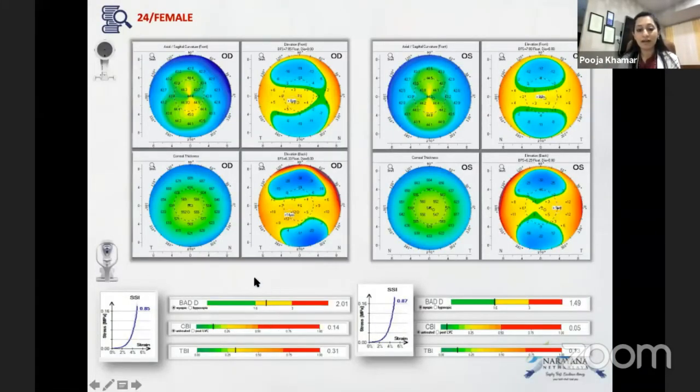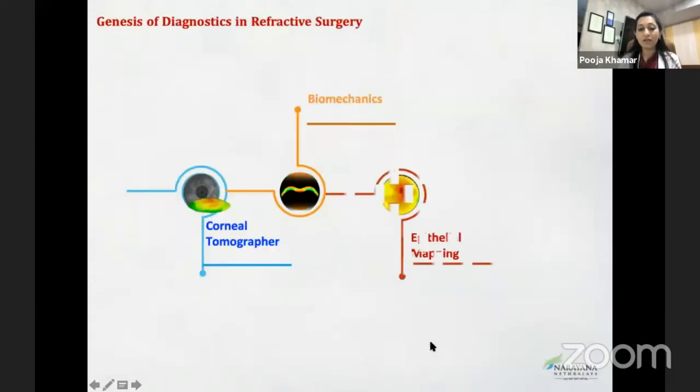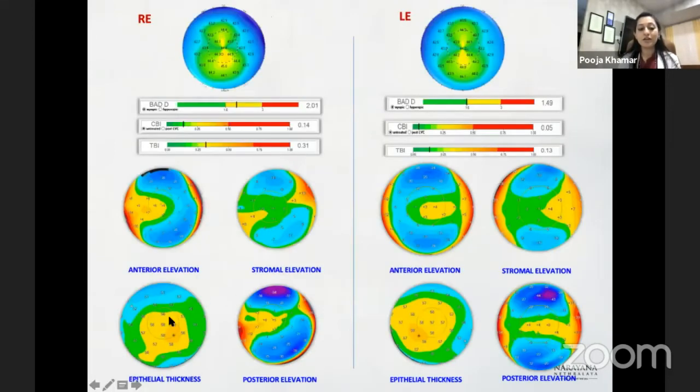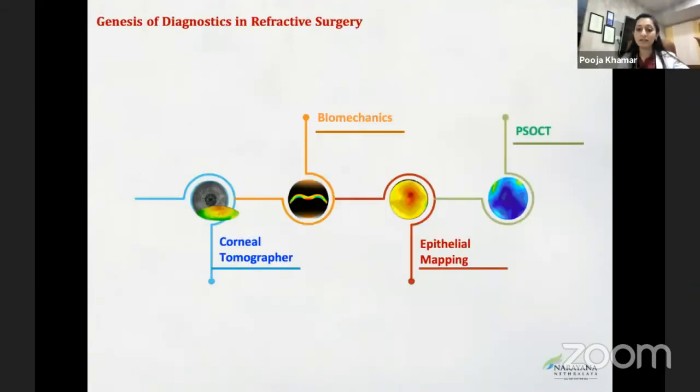Normal topography, BAD-D is suspicious, CBI is normal. Here BAD-D is normal and CBI is normal. So we did an epithelial mapping, just for our interest. This has nothing to do with Pentacam, but just for our interest, to see what is happening here. We saw a little bit of hypoplasia present here, but no stromal or anterior elevation and no posterior elevation was present. So we know that what these parameters are saying is something normal.